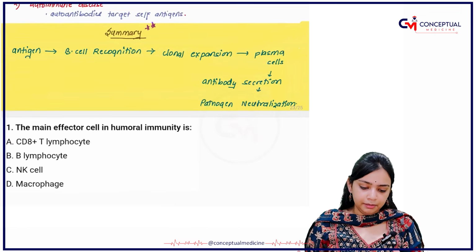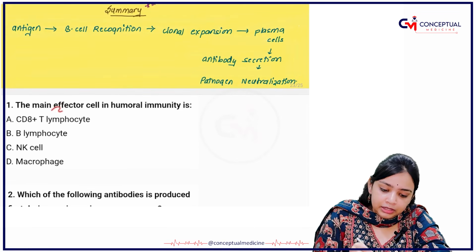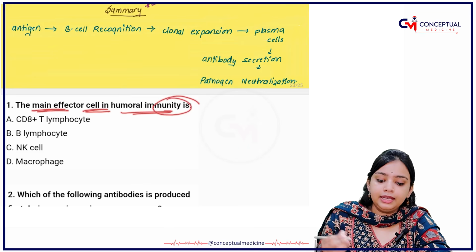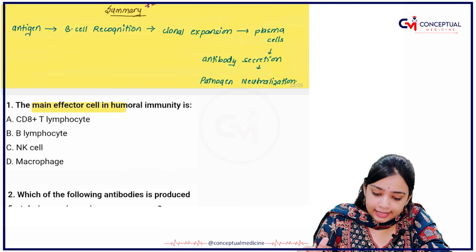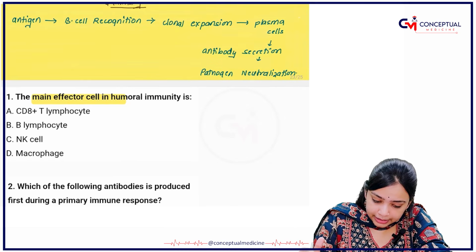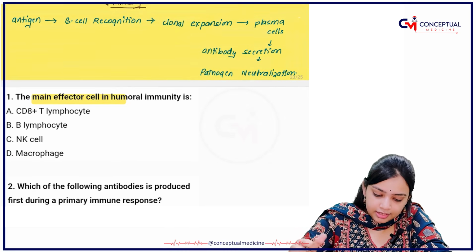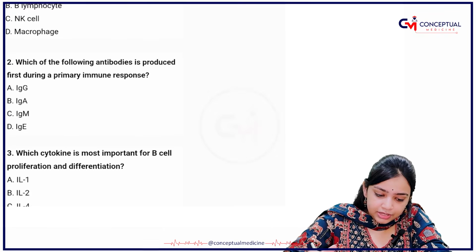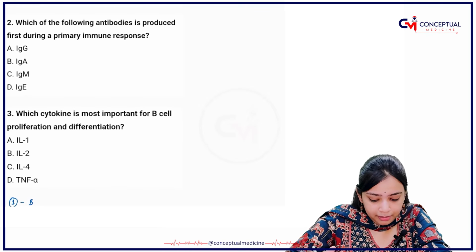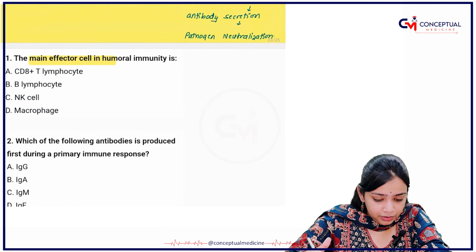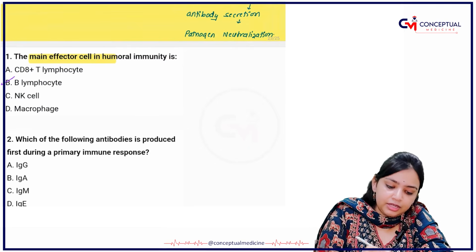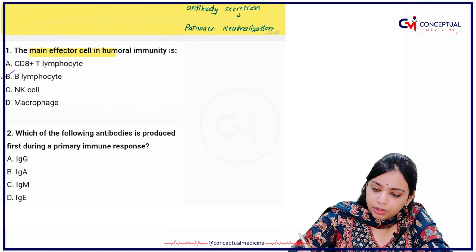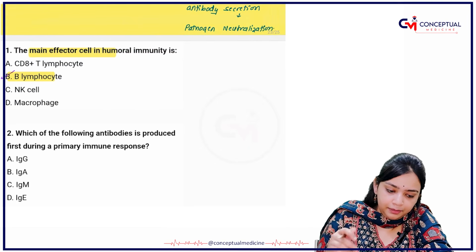Now it's time to solve some MCQs. The first one: the main effector cells in the humoral immunity are the CD8 T lymphocytes, B lymphocytes, NK cells, or the macrophages? In the cellular immunity it was T lymphocytes, right? So in the humoral immunity it is B lymphocytes.